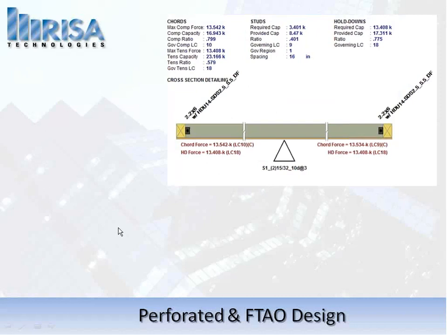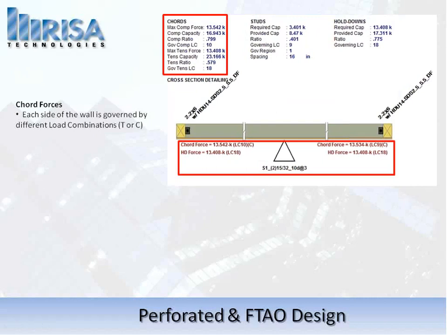Also here, we look at the perforated shear and force transfer around openings design. When we look closer, we see the same type of information we saw previously in segmented, but listed out a little differently. It tells us the chord forces, listing the maximum compressive and maximum tensile forces and the load combination that governed. Again, it shows us in picture format in the drawing of the cross-section. The studs are also listed, showing capacity versus required and provided.